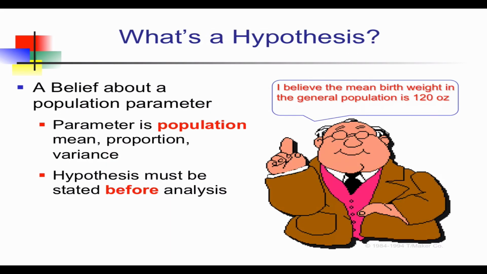This cartoon gives you a little more illustration of what I talked about. What is a hypothesis? A hypothesis is really a belief about a population parameter. I have emphasized this a lot of times. A hypothesis is about a population parameter, because you cannot observe the whole population parameter, so you need to make a hypothesis and then perform a hypothesis test on the population parameter. There are two characteristics of a statistical hypothesis. The first one is that it refers to a population parameter, whether it's a mean, proportion, or variance. It could be any parameter. And the second one is that the hypothesis must be stated before the analysis. So it's set up before the analysis.